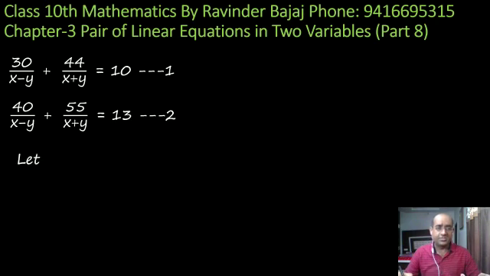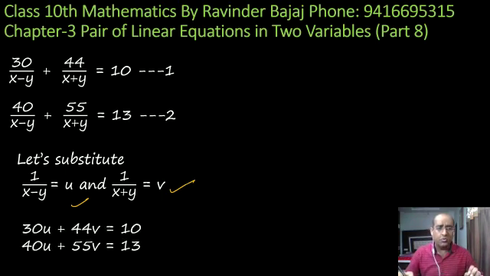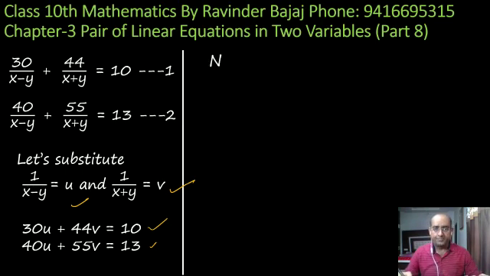See, what substitution can we do? Let 1 upon x minus y be equal to u, and 1 upon x plus y be equal to v. Now put this in equation number 1 and equation number 2. You will get 30u plus 44v is equal to 10, and 40u plus 55v is equal to 13. So these two equations we will solve for u and v.